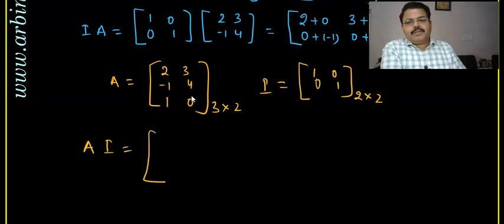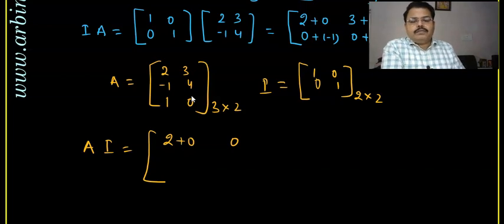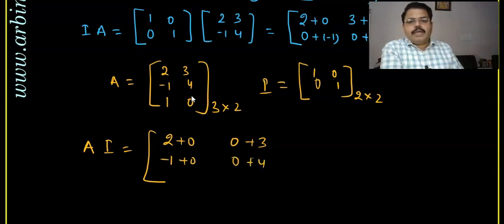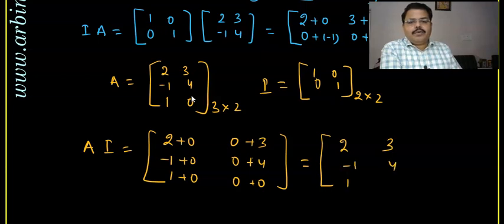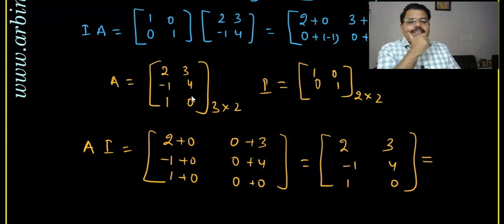A into I, what will come? 2 into 1, that is 2. 3 into 0 is 0. 2 into 0 is 0. And 3 into 1 is 3. Now minus 1 into 1, that is minus 1. And 4 into 0 is 0. Minus 1, 0. And 4 into 1 is 4. Now third row, first column: 1 into 1 is 1, plus 0 into 0, that is 0, and 0 plus 1 is also 0. So in that case, this will be 2, 3, minus 1, 4, 1, 0, and is it equal to A? Yes, this is equal to A. So A into I is A in all cases: 2, 3, minus 1, 4, 1, 0.